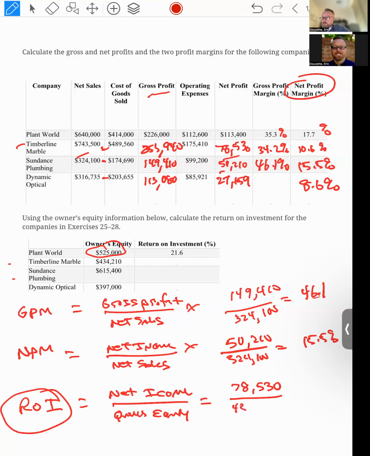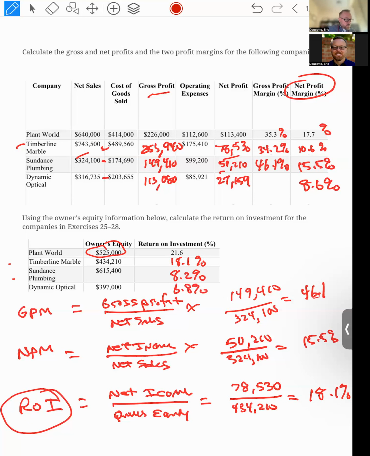It's 434,210. So we would just do the math on that, and it comes out to a whopping 18.1%. So that's the second one, 18.1%. And if we go down and do the same thing for Sundance and Dynamic Optical, this comes out to 8.2%, and then this comes out to 6.8%.